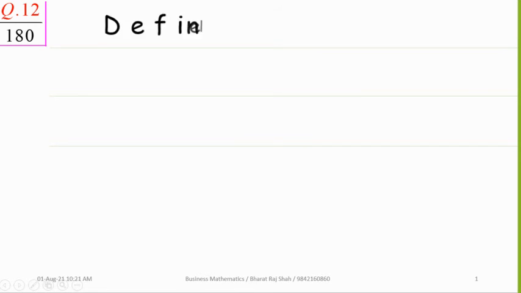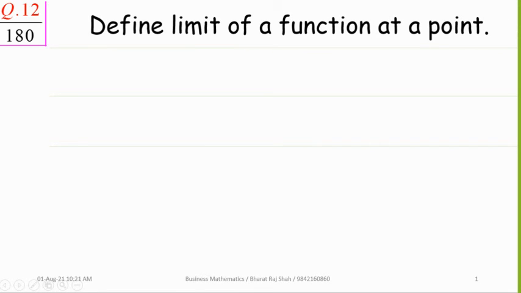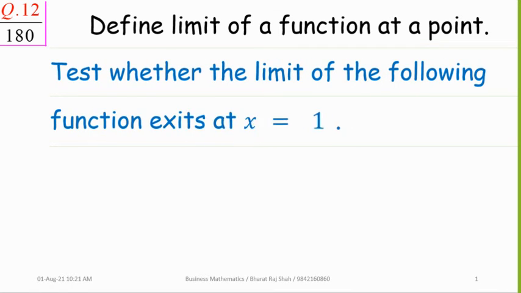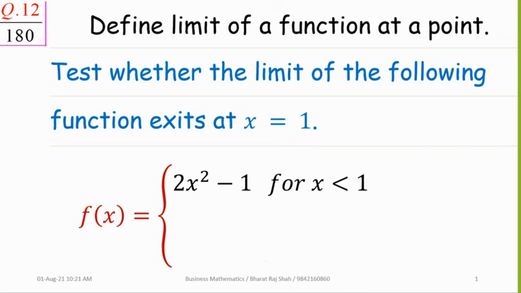Question number 2. Define limit of a function at a point. Test whether the limit of the following function exists at x equals 1 or not. And here we have given the limiting function: 2x square minus 1, and this is defined for what?